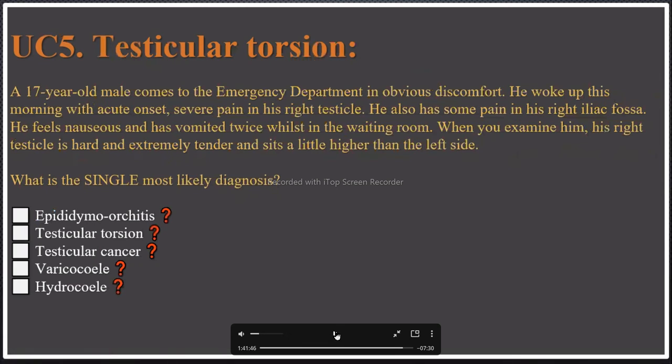Testicular torsion. Why? Extremely tender, and the right side is a little higher than the left side. Acute onset, severe pain, young patient. He just woke up with nausea and vomiting. Very hard, painful and tender, and a little higher than the other side.